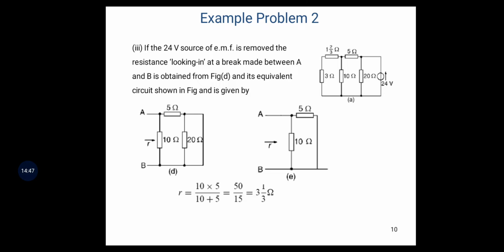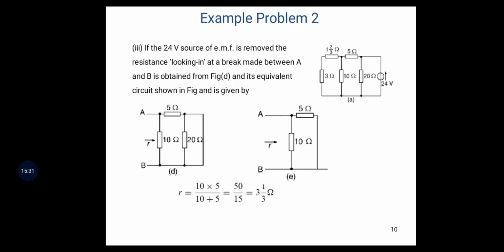Then, if the 24 volt source of EMF is removed, the resistance looking at the break made between A and B is obtained from figure D, the equivalent circuit shown in figure D. Here R equals the short circuit in parallel with 20 ohms, that means short circuited at 0 ohms. Next, 5 ohms and 10 ohms appear in parallel. So the parallel combination of 5 ohm and 10 ohms gives R equal to 10 into 5 divided by 10 plus 5, so 50 divided by 15, that means 10 by 3 ohms.